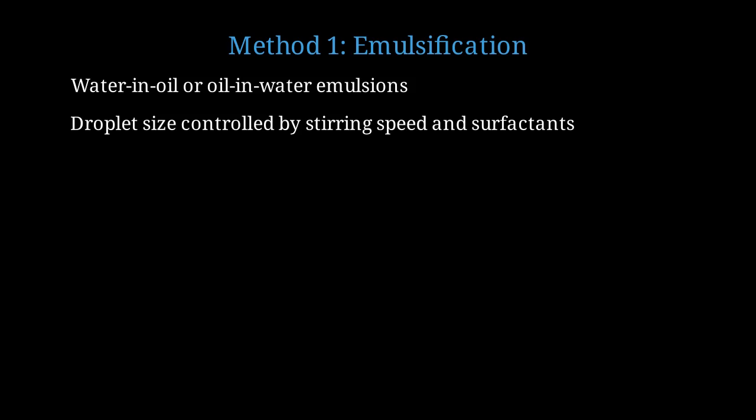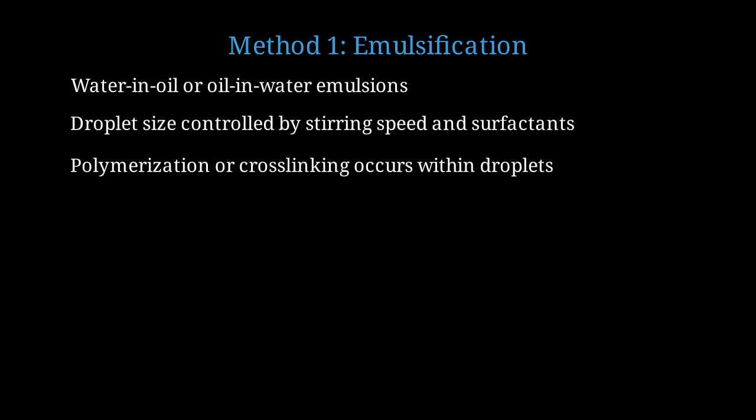Higher stirring speeds and better surfactants produce smaller, more uniform droplets. Once the emulsion is stable, we initiate polymerization or cross-linking reactions within the droplets. This solidifies them into discrete microparticles. The continuous phase is then removed by washing.